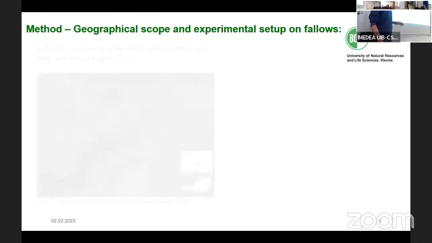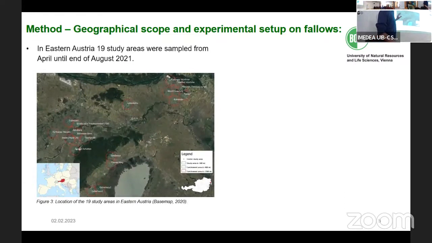Now we've come to the geographical scope. In total, I had 19 study areas located in Eastern Austria, and they were sampled from April until the end of August 2021. Here in figure 3, you can see on the orthophoto the exact location of the study areas, and down there at the bottom left, where Austria is located in Europe. One thing that might be of interest: Eastern Austria, so this point more or less here, is not located within the Alps. It's in the Austrian lowlands, and it's Austria's wild bee biodiversity hotspot. This is due to the climate because it's quite warm there.